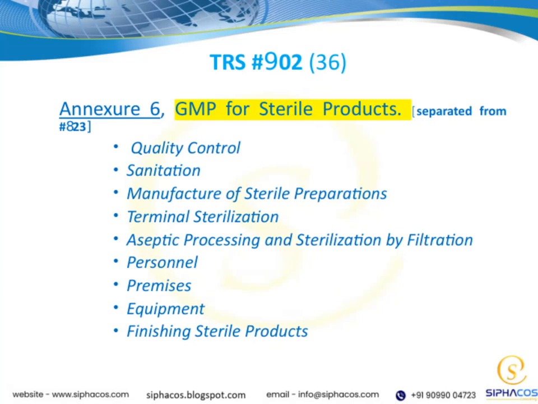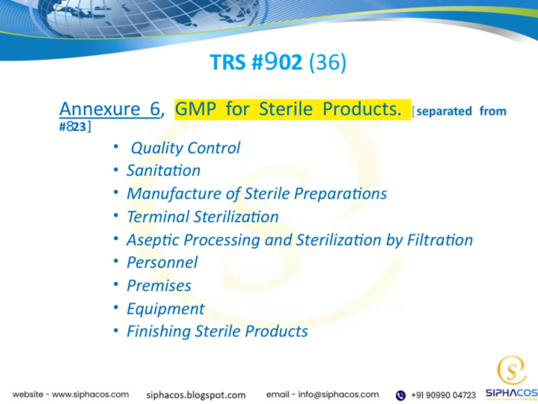Let's now take a closer look at Annexure 6, which covers GMP for sterile products, specifically focusing on quality control. Ensuring rigorous quality control is essential to guarantee the safety and efficacy of sterile preparations. This includes strict sanitation protocols, which are fundamental to prevent contamination at every stage.